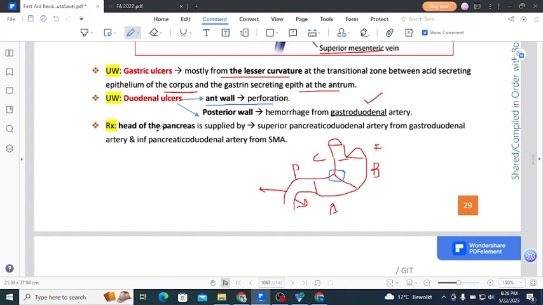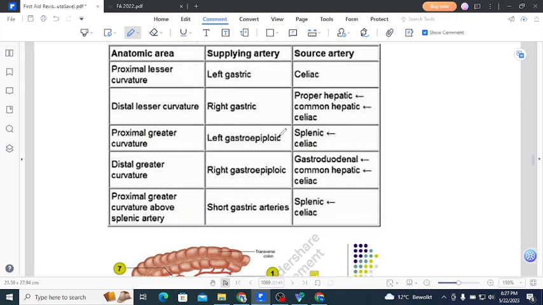Then we have the head of the pancreas, which is supplied by the superior pancreaticoduodenal artery from the gastroduodenal artery, and the inferior pancreaticoduodenal artery from the superior mesenteric artery. So these are the two kinds of blood supply. The pancreas is getting blood supply from the artery of the foregut as well as the midgut, because the superior pancreaticoduodenal artery is coming from the celiac artery, while the inferior pancreaticoduodenal artery is coming from the superior mesenteric artery.